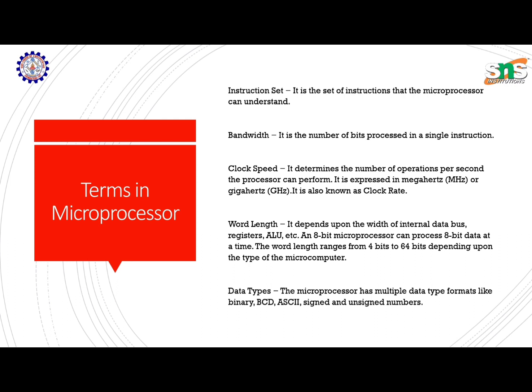The next, word length. It depends upon the width of the internal data bus, registers, ALU, etc. An 8-bit microprocessor can process 8-bit data at a time. The word length ranges from 4 bits to 64 bits depending upon the type of the microcomputer. Data types. The microprocessor has multiple data formats like binary, BCD, ASCII, signed and unsigned numbers. These are the important terms used in microprocessor.